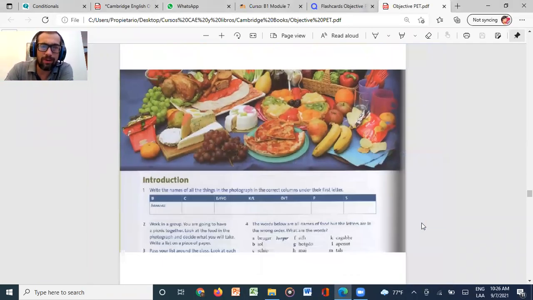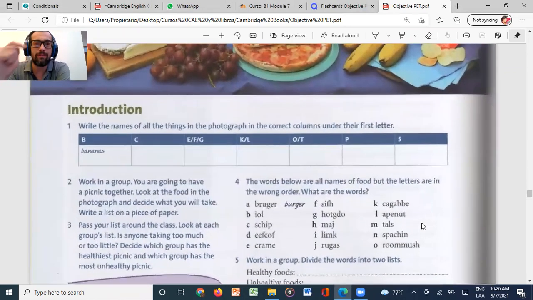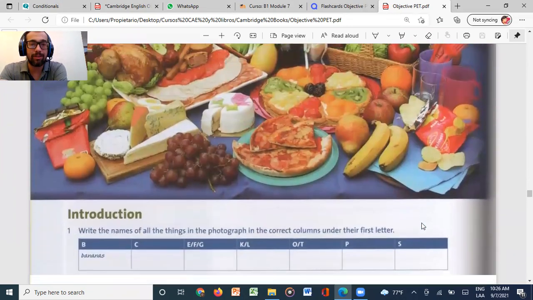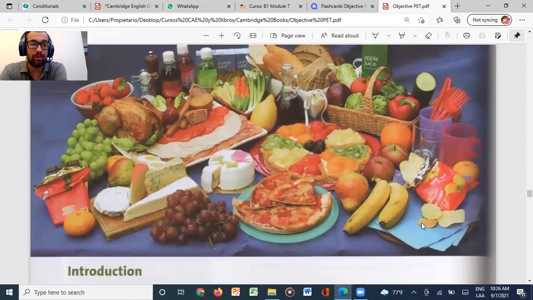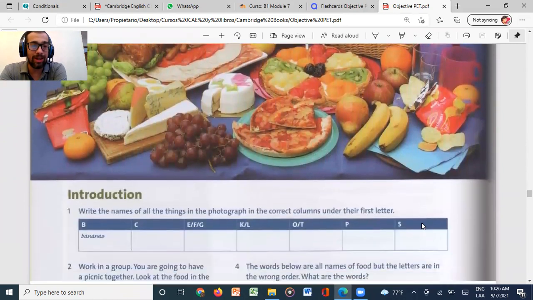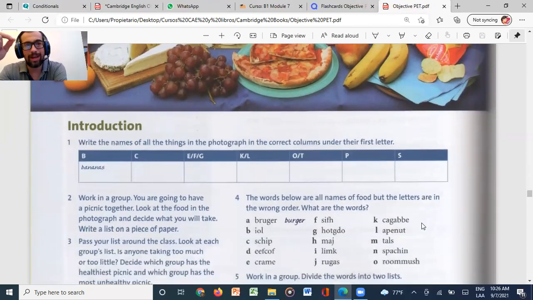So we have here some food over here. It says, write the names of all things in the photograph in the correct columns under their first letter, right? For example, this is to review vocabulary. So words that start with B, for example, bananas, or maybe you can find some other food that starts with B, write it down over there, with C, with E, F, G, K, L, O, T, P, and S, okay? So this is just for us to practice some vocabulary. And if you have doubts on how to say something, please let me know.